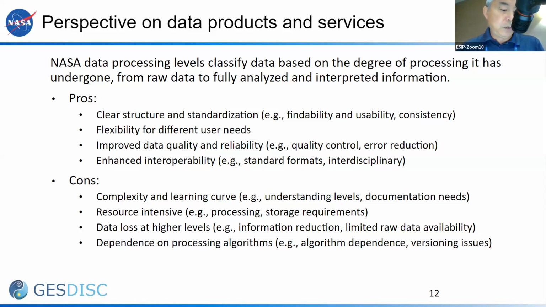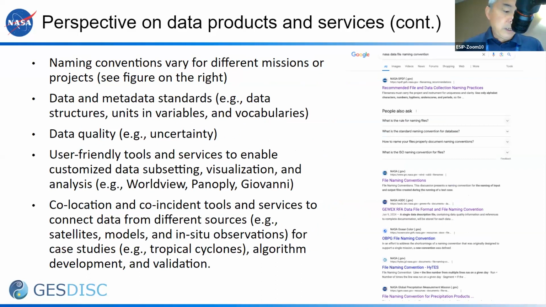A lot of people don't want to deal with, for example, HDF4. That's the main motivation to develop Giovanni, back in the year 2000. Also resource intensiveness, like processing and storage requirements, data loss at a higher level, and also dependence on processing algorithms. And there are some other issues, like naming conventions varying for different missions or projects.